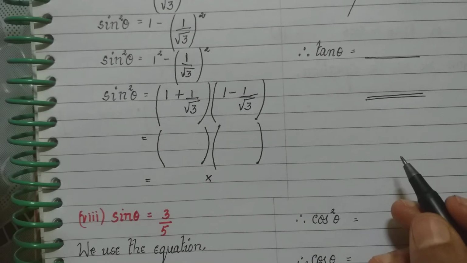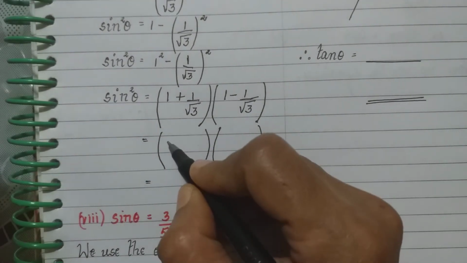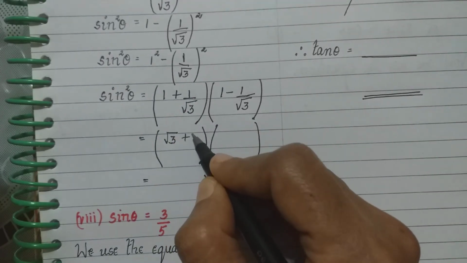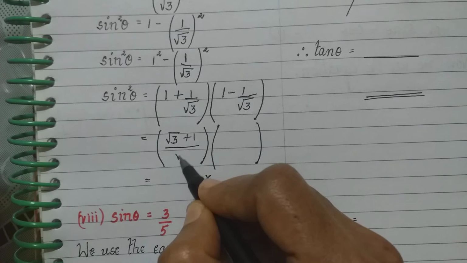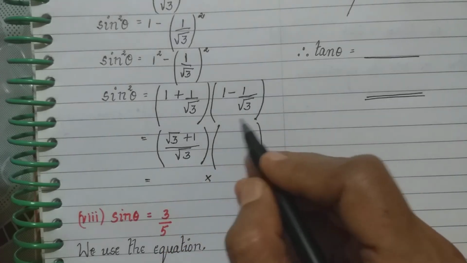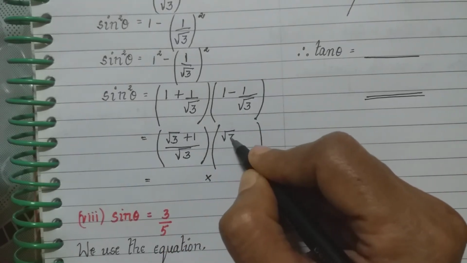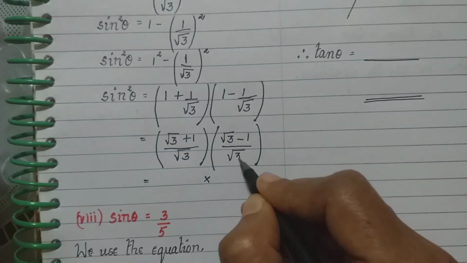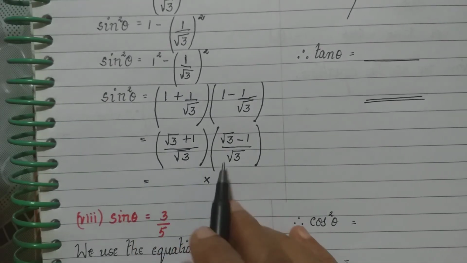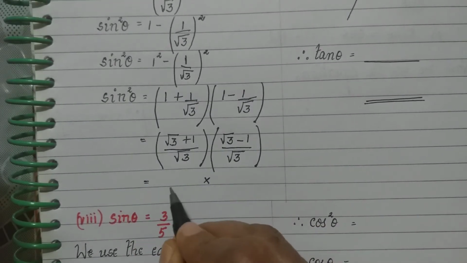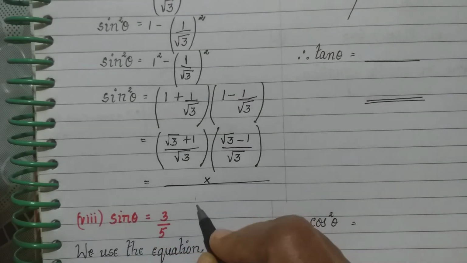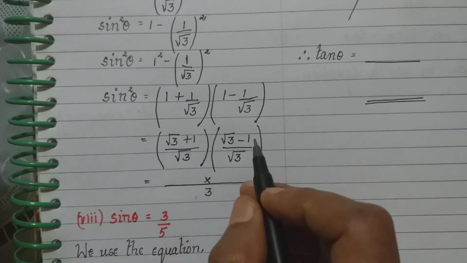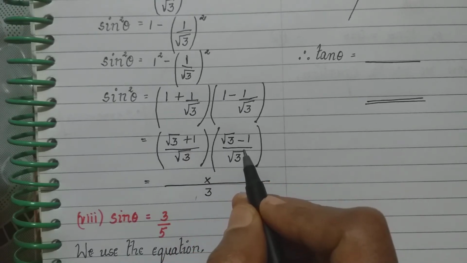Once we get this, now in the next step, root 3 into 1 is root 3. So here you have root 3 plus 1 upon root 3. In here this becomes root 3 minus 1 upon root 3. So now here you see root 3 into root 3 in the denominator becomes 3. In the numerator we have root 3 plus 1 into root 3 minus 1.